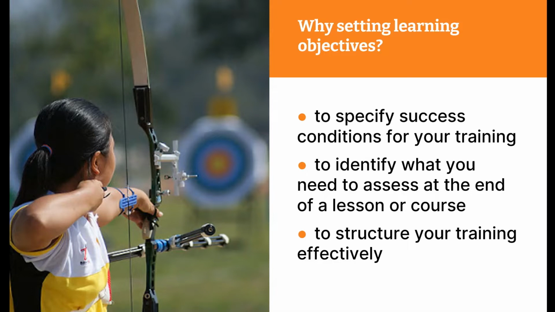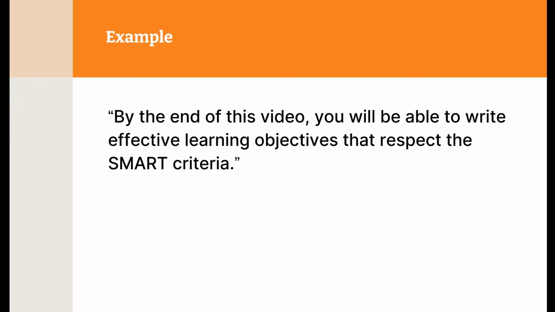It follows from this discussion that effective learning objectives specify clearly things or actions your learners should be able to do or to know at the end of a lesson or a course. Would you like to see an example? Here it is. By the end of this video, you will be able to write effective learning objectives that respect the SMART criteria. This is a good objective because it explains clearly and exhaustively what you should be able to do after watching this video. What are SMART criteria? Let's see it together.